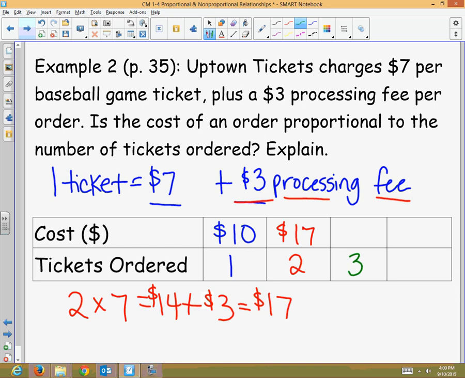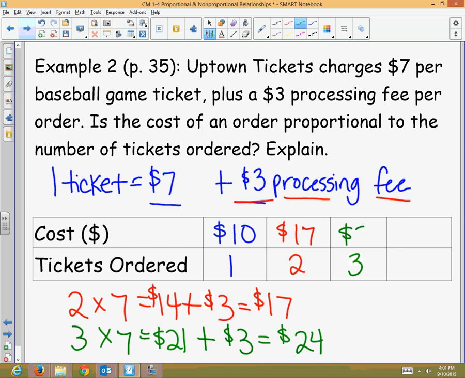3 tickets times $7 per ticket is $21. Don't forget, you have to pay the processing fee for your order. So add the $3 on, and you get a total of 21 plus 3 makes $24. So fill in the chart.